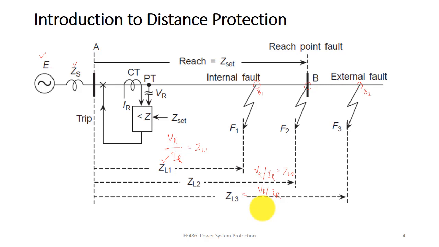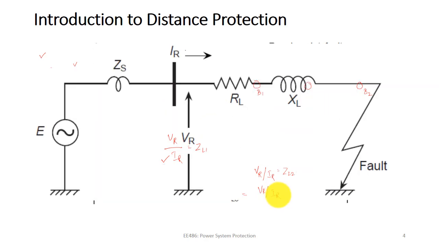Now you can see this is the equivalent network of the transmission line, where this is your VR measured at bus A, and the current passing through the network is IR, which is being fed to the relay. So if we feed both VR and IR to the relay, then obviously we can find the impedance up to the fault point, right? Up to the fault point we can find the impedance.